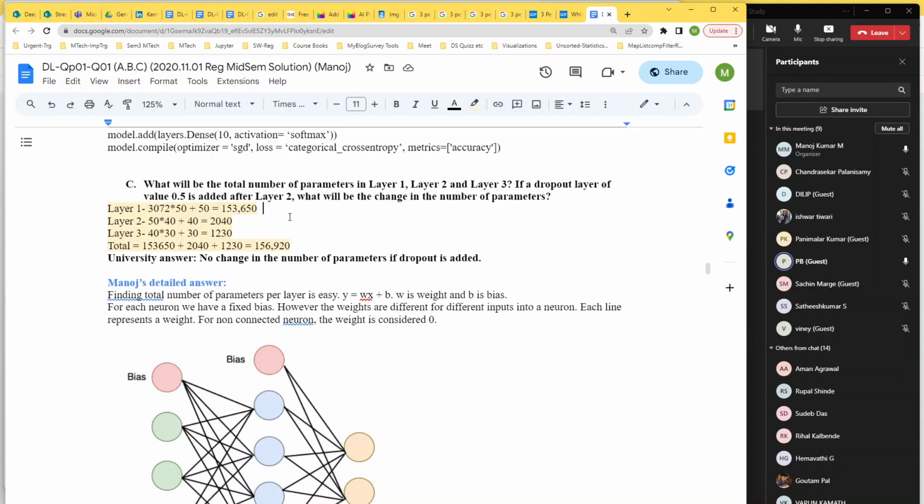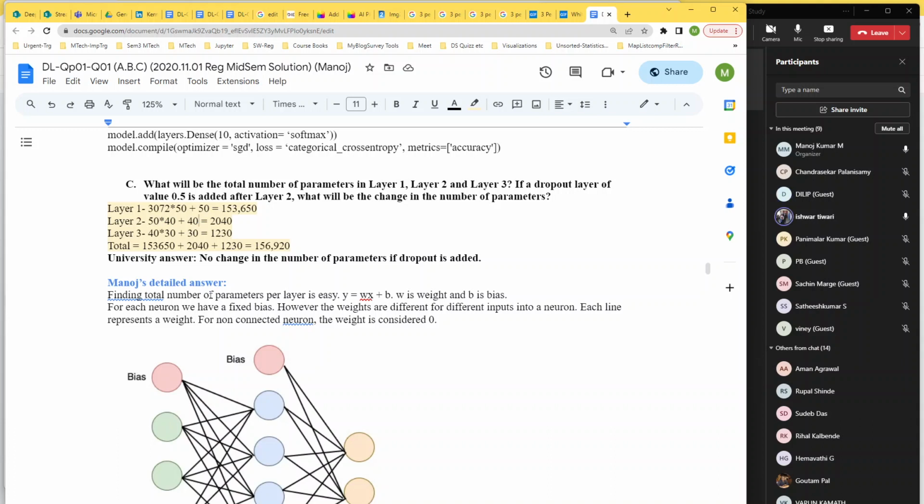Got it, Vinay? Yes, got it. Going to the second layer, the output of the first layer will be only 50, since there are 50 nodes in the first layer. So 50 outputs will be going to the second layer. The second layer has 40 nodes, so the weights will be 50 into 40, and then 40 biases. Got it?